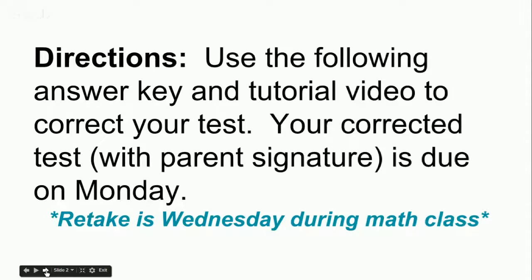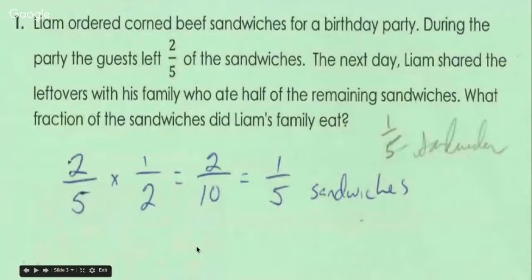Let's just get started. Question number 1. Liam ordered corned beef sandwiches for a birthday party. During the party, the guests left 2/5 of the sandwiches. The next day, Liam shared the leftovers with his family, who ate half of the remaining sandwiches. What fraction of the sandwiches did Liam's family eat? Now you can see my work there. 2/5 times 1/2 equals 2/10.